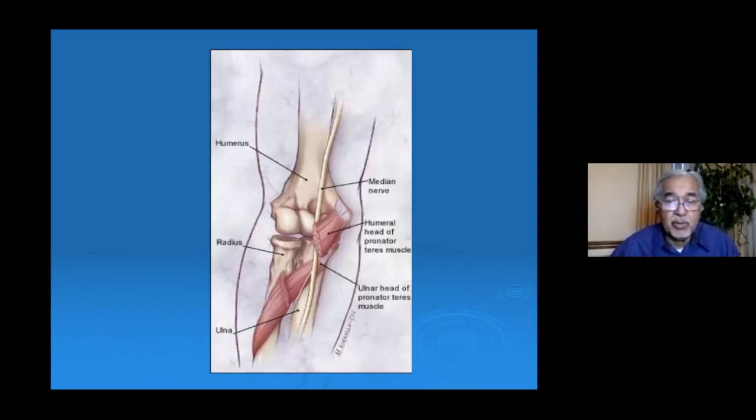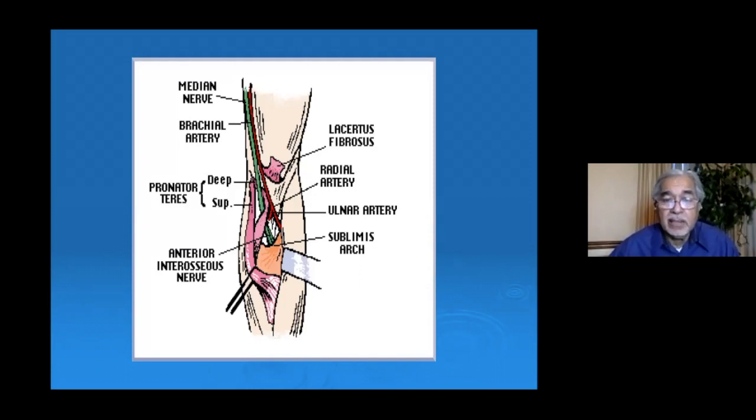Again, just to show what the pronator teres muscle is, and if you cut it, where the median nerve is going through between the superficial and deep muscle belly of the pronator teres muscle. By the way, this looks simple. This ulnar artery, etc., is sitting very close to it. So during surgery, one has to be extremely careful. Another picture of the same anatomic structure in a diagrammatic way.